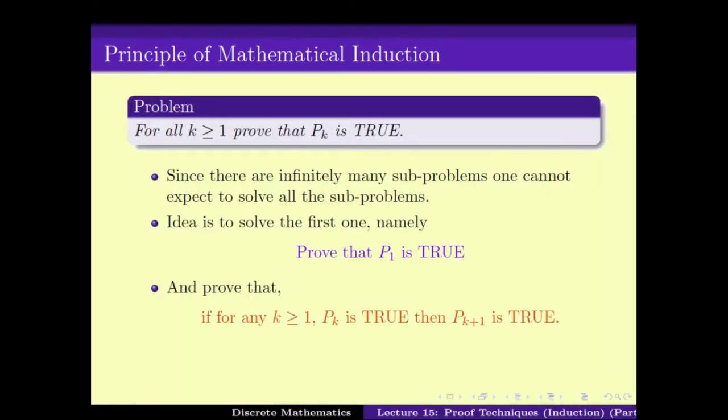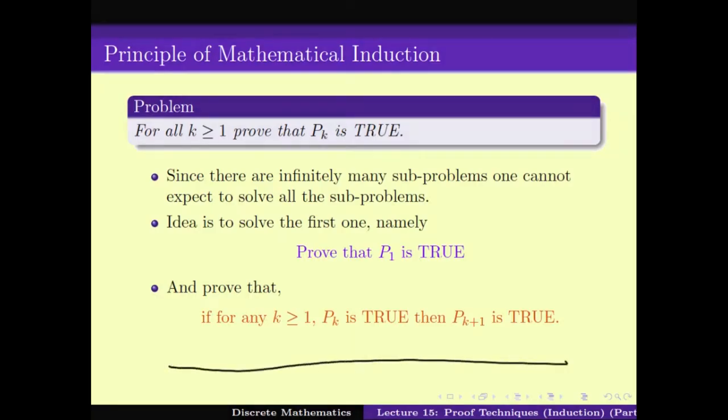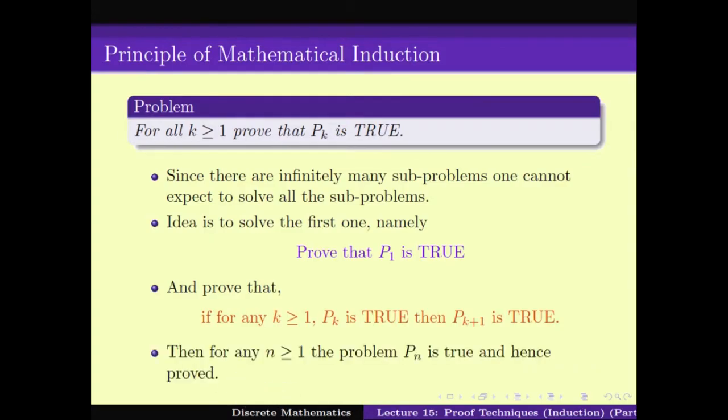So the idea is that if you look at this whole real line, I have first proved that P1 is true, and this statement says that if P1 is true, then P2 is true. Now if P2 is true, then P3 is true, and so on. So I can keep on filling up the whole real line, meaning for all k between 1 to infinity, I would be able to prove that this statement is true. By first proving P1 is true, and then proving Pk is true implies Pk plus 1 is true, we would be able to prove that for all n greater than or equal to 1, the problem Pn is true. And hence we will be done.